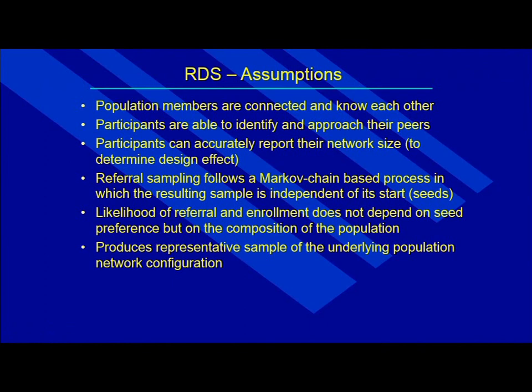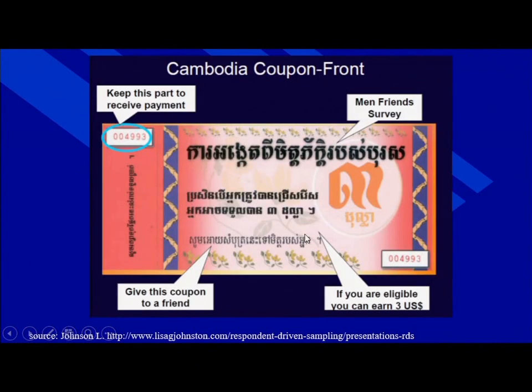Referral sampling, or RDS, assumes a Markov chain-based process in which the sample that is created is independent of the seed. So it's independent of where you start. The sample will have nothing to do with your initial seeds. Or in other words, the resulting sample is independent of the seeds that you have. And it produces a representative sample according to some characteristics of the underlying population.